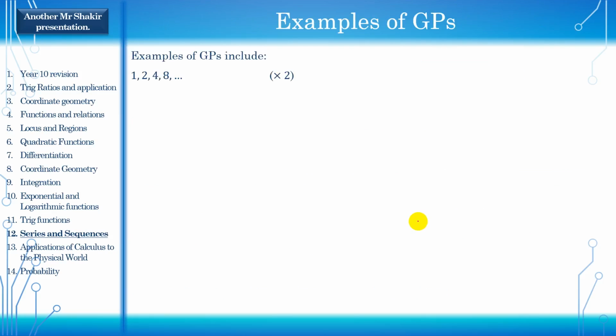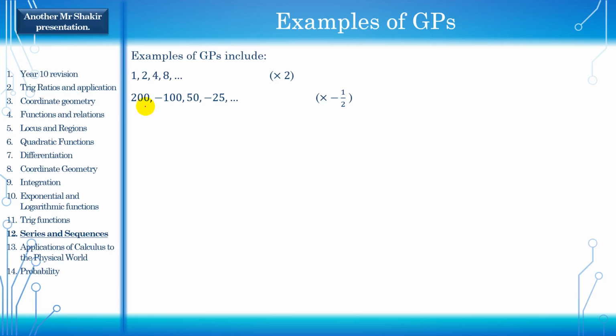Alright, so examples of GPs. 1, 2, 4, 8. This is multiplying by 2. And the next example is 200, negative 150, negative 25. Now over here, this might look really weird, and you might be thinking, well, hang on a second, that's a weird pattern. Is that really anything? Well, yes, it is. It's actually multiplying by half.